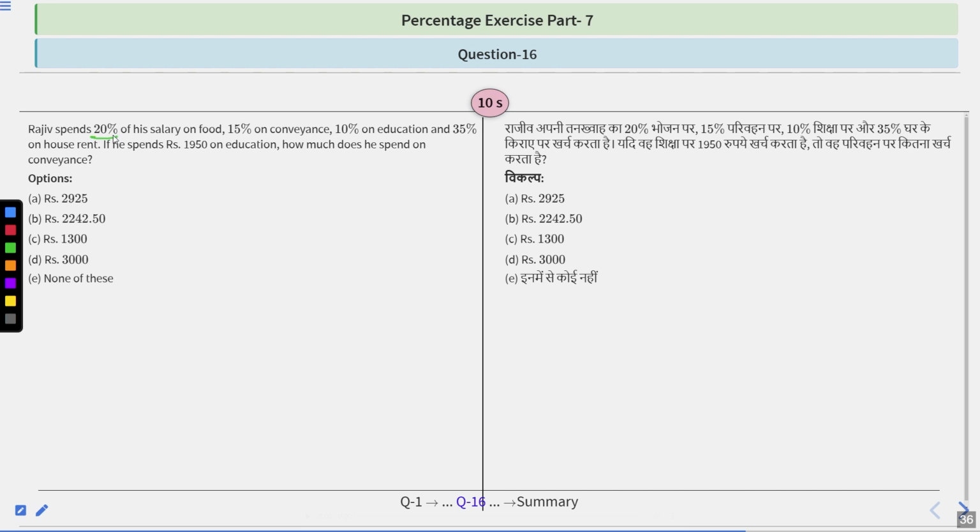Rajiv spent 20% of his salary on food, 15% on convenience, 10% on education, 35% on house rent. If he spent 1950 on education, how much does he spend on convenience? Clear? You have 5 options and 10 seconds to solve this question. Your time start now.